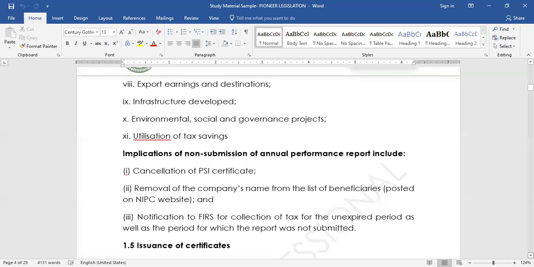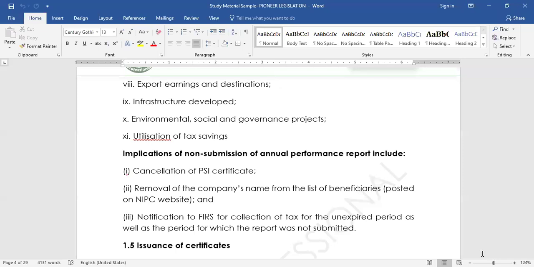Another implication is removal of the company name from the list of beneficiaries. The removal of the company name from the list of beneficiaries means NIPC will remove the company name from the list of those companies that can benefit from pioneer incentive.